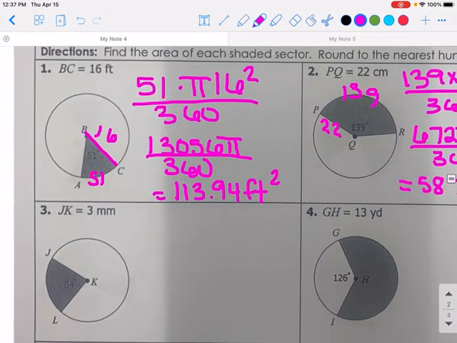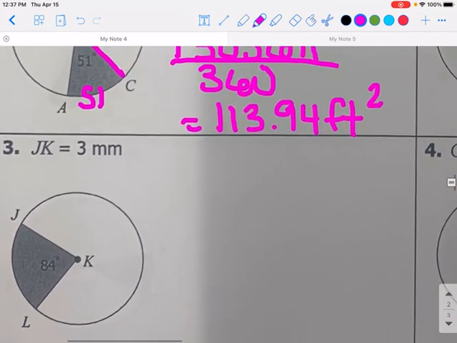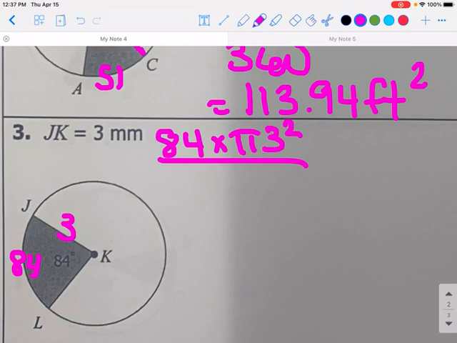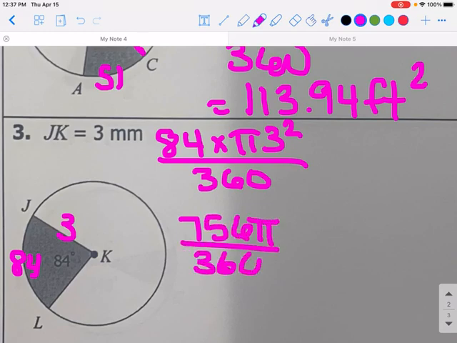All right, number 3. They give me that JK is 3. Again, if the angle is 84, that means the arc is 84. 84 times pi radius squared all over 360. 3 squared times 84 is 756 pi all over 360, which comes out to about 6.6 millimeters squared.